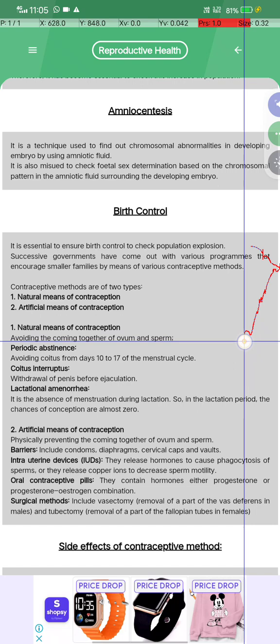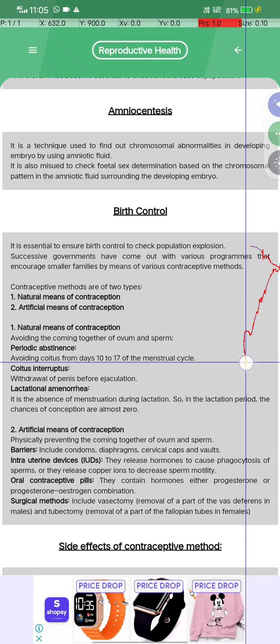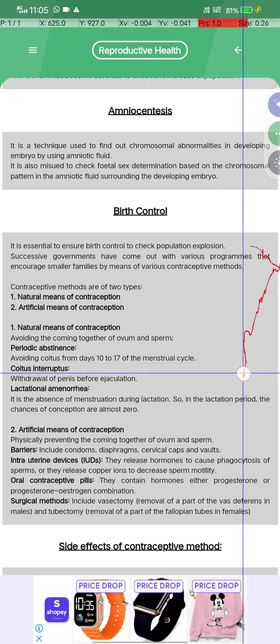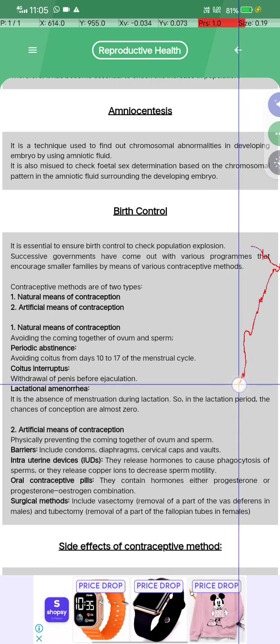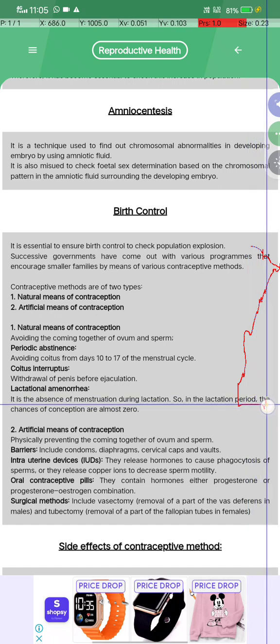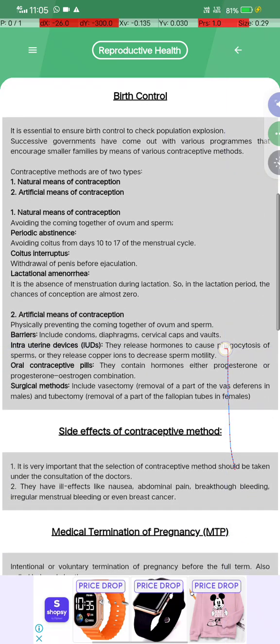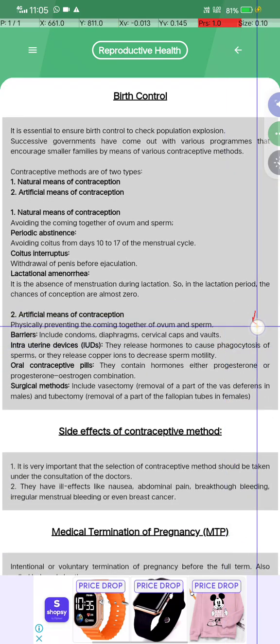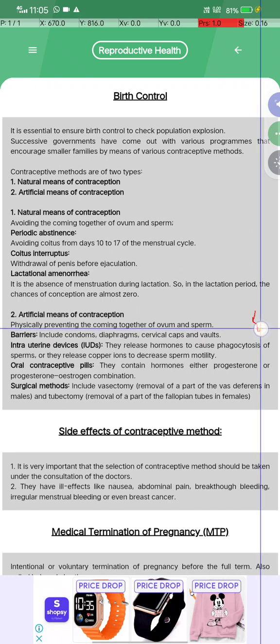Avoiding the coming together of ovum and sperm: periodic abstinence, avoiding coitus from day 10 to 15 of the menstrual cycle. Coitus interruptus, withdrawal before ejaculation, and lactational amenorrhea. It is the absence of menstruation during lactation, and in the lactation period the chances of conception are almost zero.